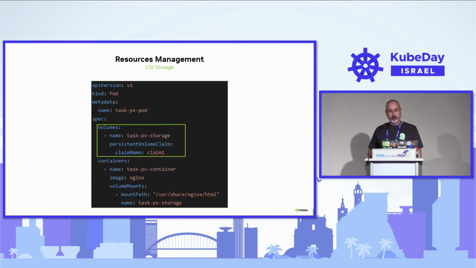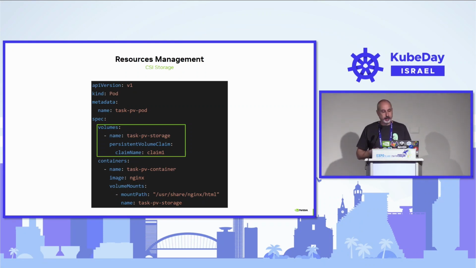OK, so how do you actually request the volume inside the pod? You have a volume part under the spec, and then you can actually say what is the PVC that you want to have in your workload. In this case, the PVC was already created before.